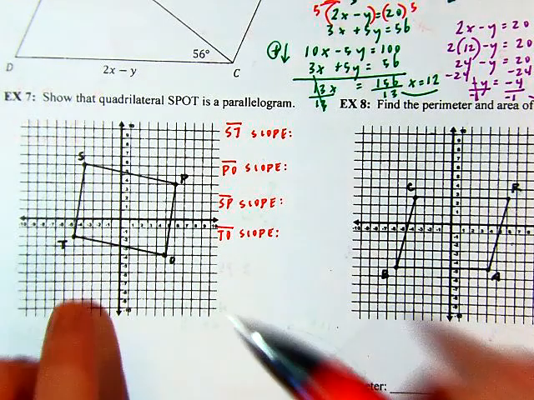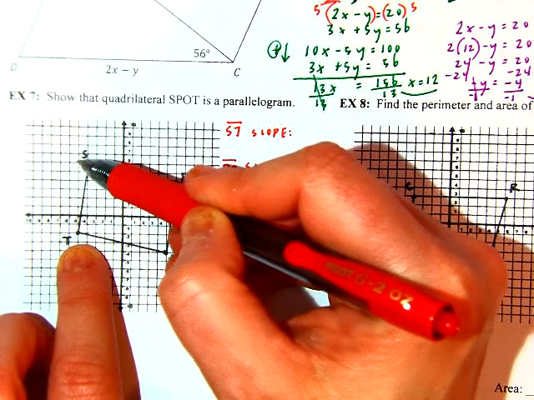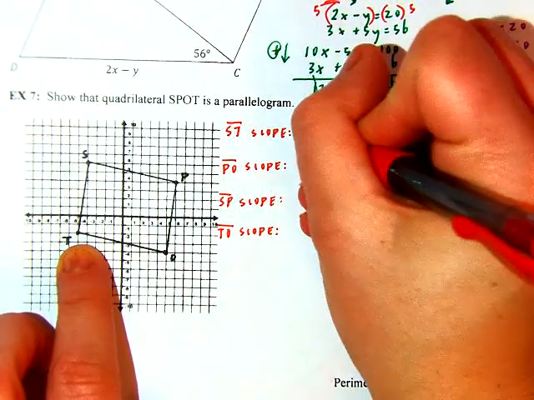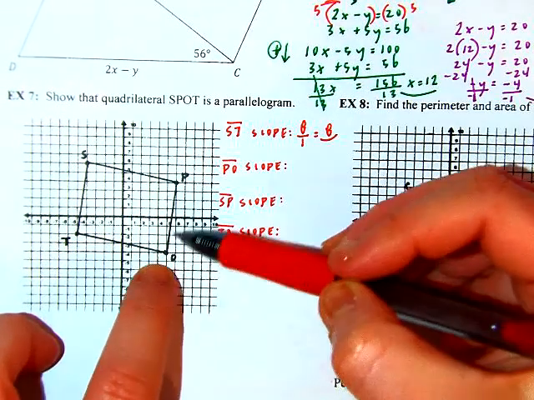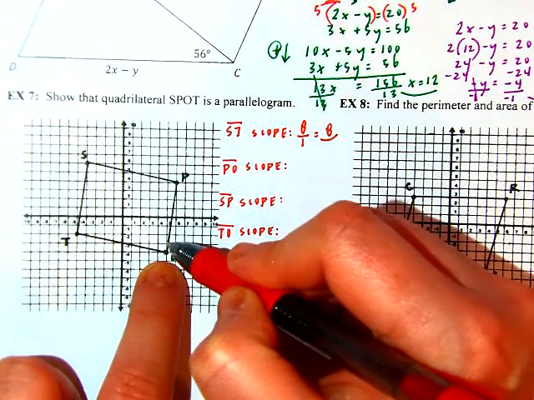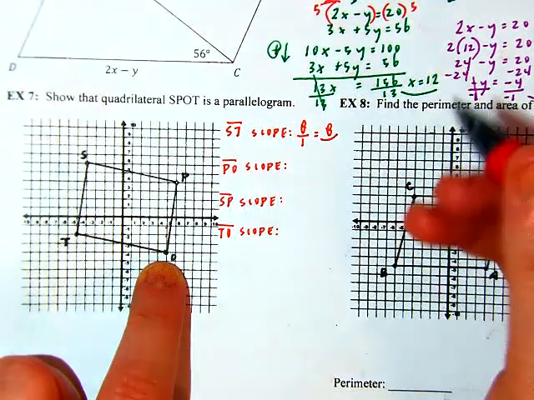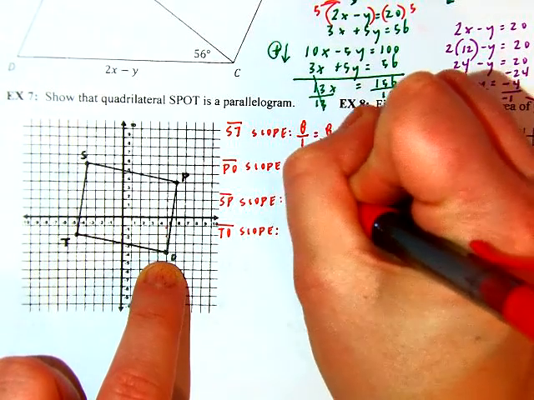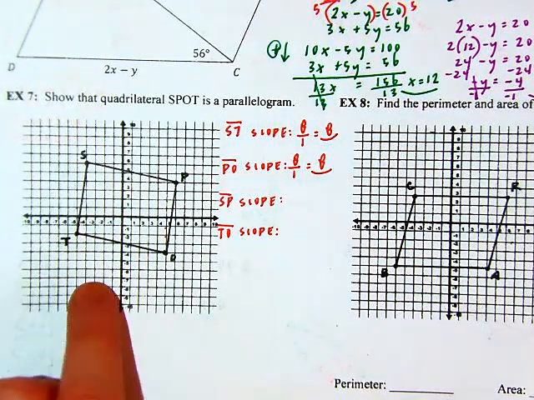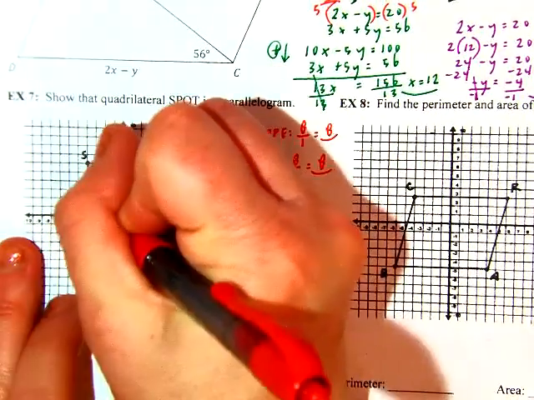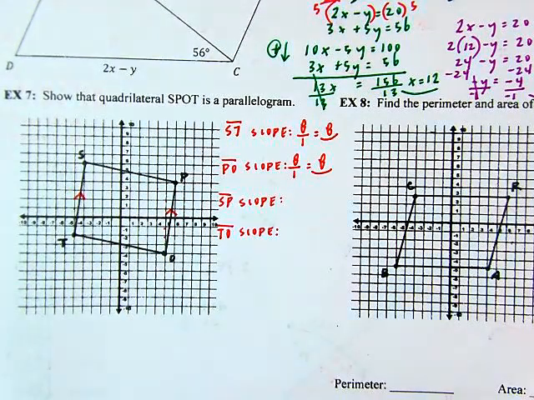So ST, so if I count up 1, 2, 3, 4, 5, 6, 7, 8, and then right 1, so 8 to 1 is 8. I want to make sure that PO is the same. So 1, 2, 3, 4, 5, 6, 7, 8, and then 1 over. So I do see the exact same thing. PO has a slope of 8 as well. So I know that these opposite sides are parallel. They have the same slope.